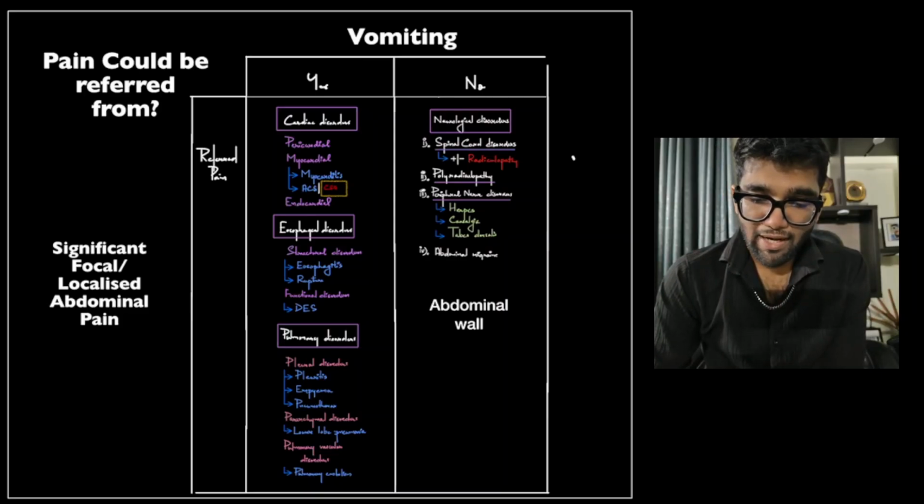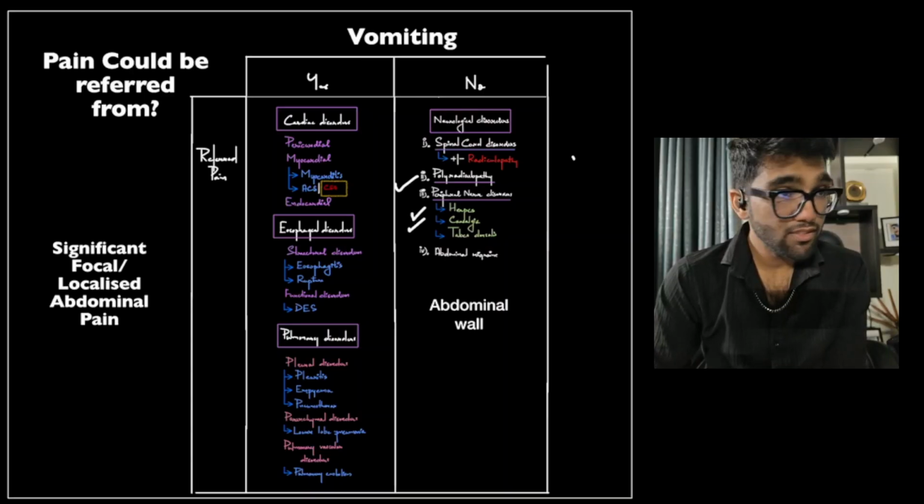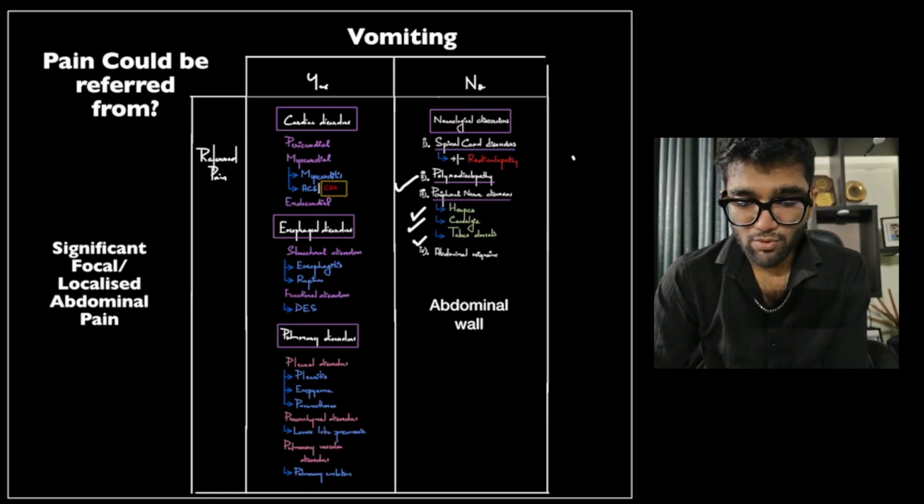Then you could have polyradiculopathy. Again, that would cause a type of focal abdominal pain, and peripheral nerve disorders, very specifically herpes, causalgia, and tabes dorsalis. Also, we don't get tabes dorsalis anymore. That is a complication of syphilis that we don't get anymore.